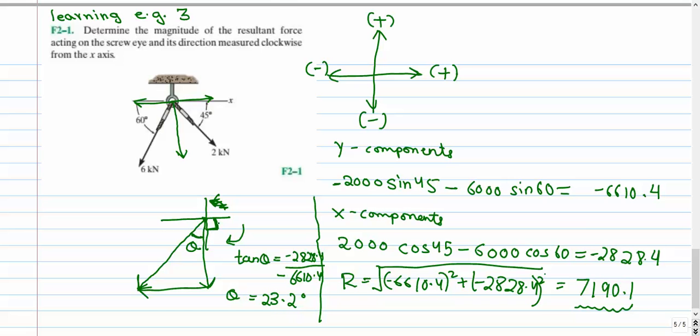Finally, to get the total angle from the x-axis to the resultant line, just add 23.2 to 90 degrees. What you get is 113 degrees. And that's it. Thank you very much.